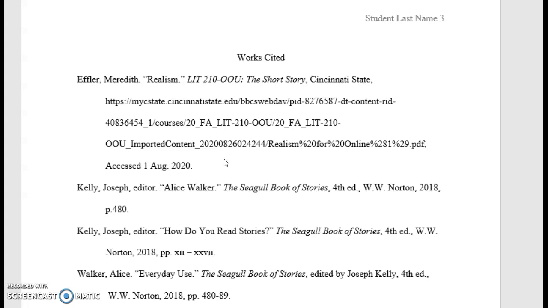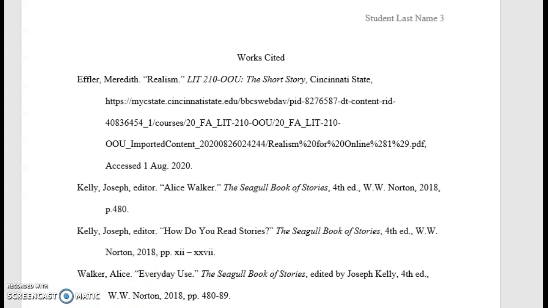After that location information, I want to make sure that I have the date that this was accessed, because I might change course information, I might change lectures for different courses, figure out that we need to talk about different topics, etc. And so you want to tell your reader whenever you're using an electronic source, because those electronic sources are often subject to change. You want to tell your reader when you last accessed it.